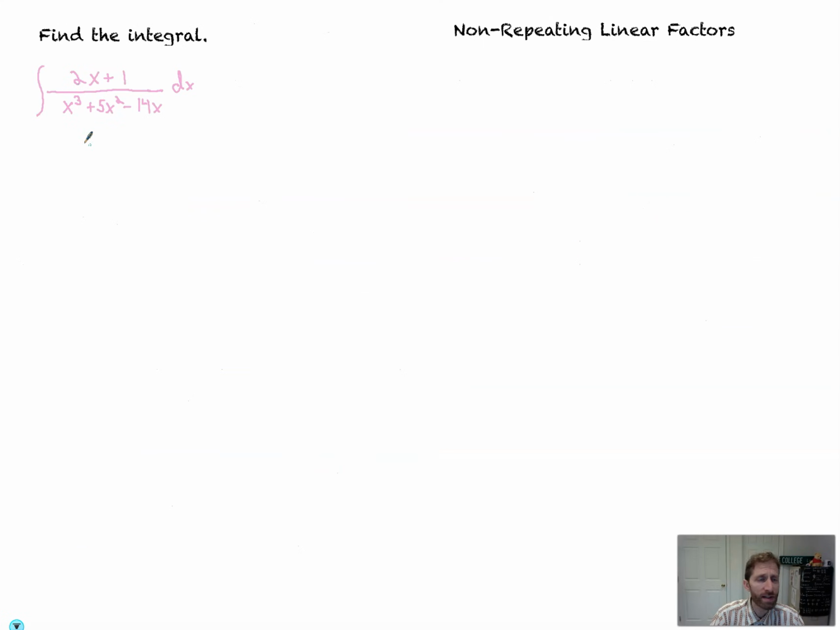So with this one, we do the same thing. We notice this could be factored. U substitution is not going to work. So I'll write it as 2x plus 1 all over, factor it out, x times x squared plus 5x minus 14. And we're going to split that up a little bit more. That's the same as 2x plus 1 over x times, oh, we got three factors here. What's that going to do? x, this has to be a plus 7 and a minus 2.